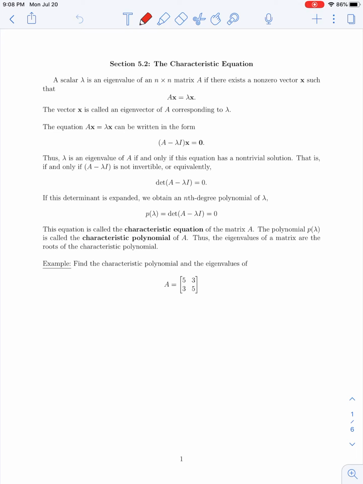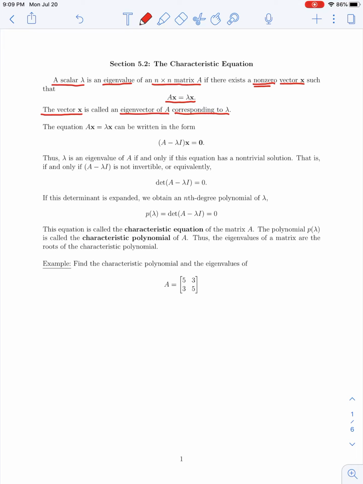To introduce the idea, recall the definition of an eigenvalue and vector. We would say that a scalar lambda is an eigenvalue of a square matrix A, say an n by n matrix, if there exists a non-zero vector x such that A times x is equal to lambda times x. And in this case, the vector x is called an eigenvector of A corresponding to that eigenvalue lambda.